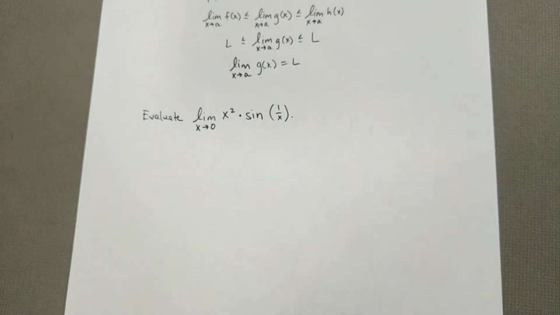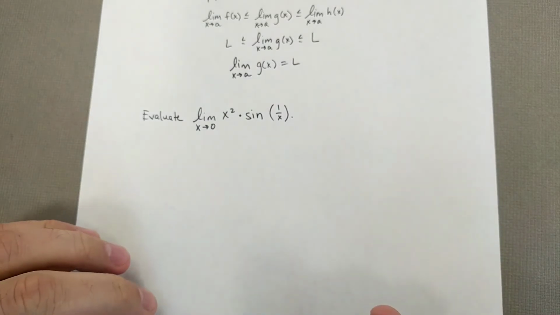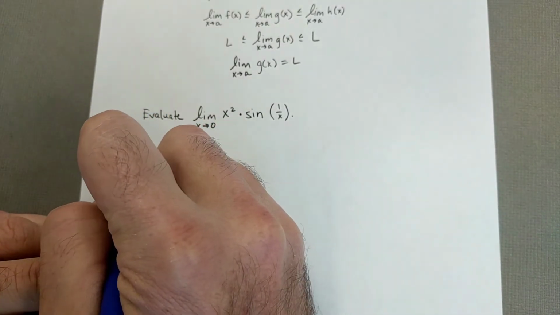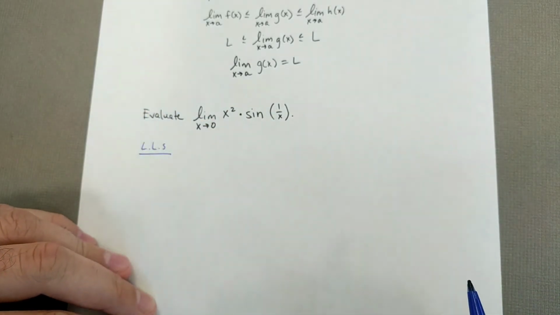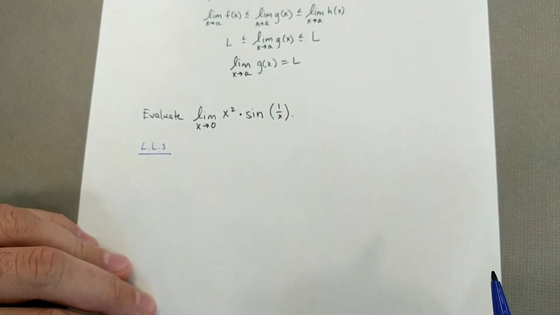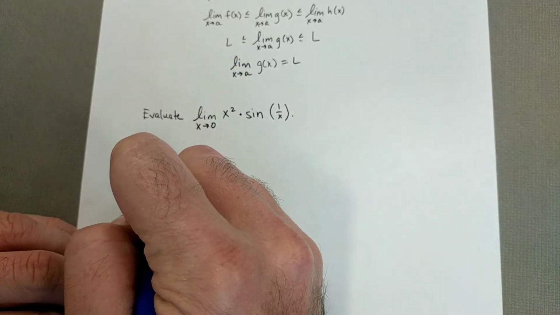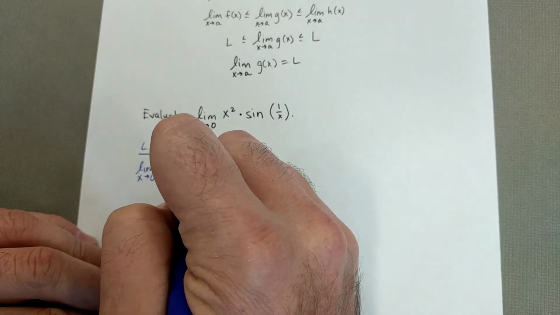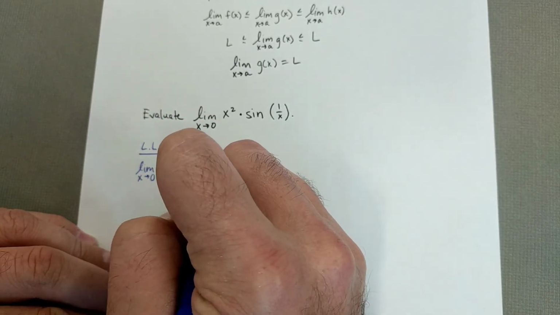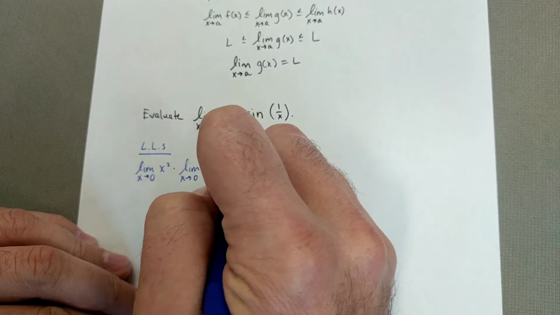So let's do a false start. Let's do this in a way that maybe you would think to do it, which would not be using the squeeze theorem, and see why we've got some issues going on here. So what if somebody goes, well, let's just limit law it up, limit laws. This is going to be a wrong approach, just FYI. So they might go, great, the limit as x approaches 0 of x squared times the limit as x approaches 0 of sine of 1 over x.